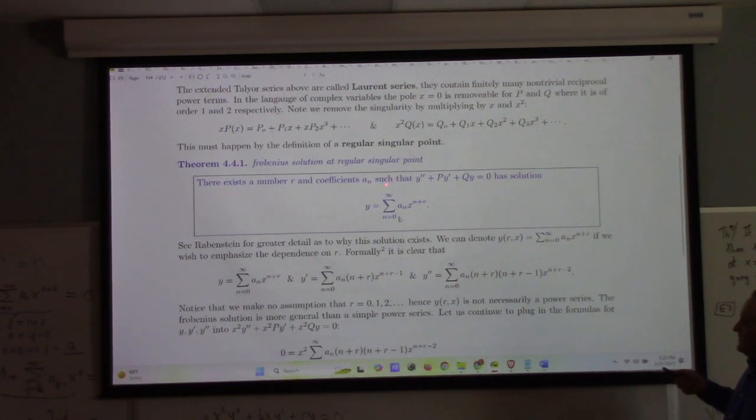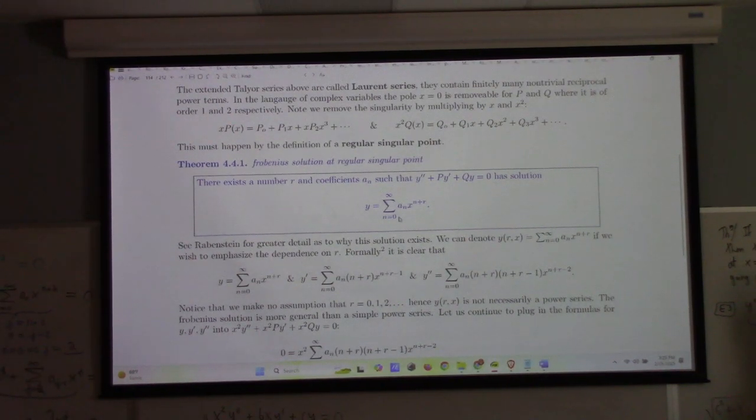And there are coefficients a sub n such that y prime prime plus p y prime plus q y equal to 0 has a solution of this form. We can pick constants a sub n times x to the n plus r. Now you might say at first glance, as I did when I was studying these things to start with, how is that different? Isn't this just a power series solution?